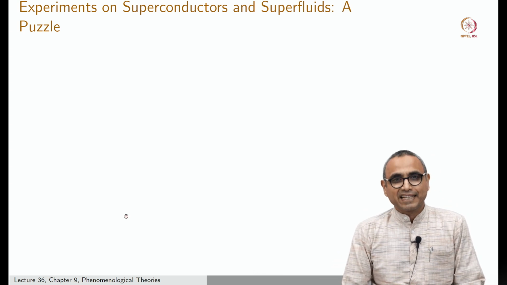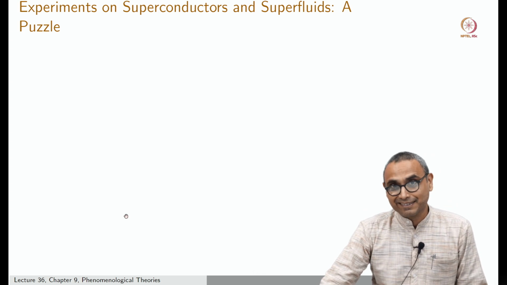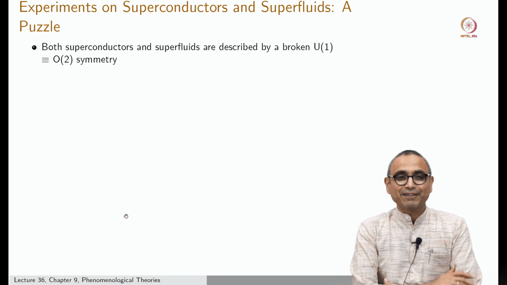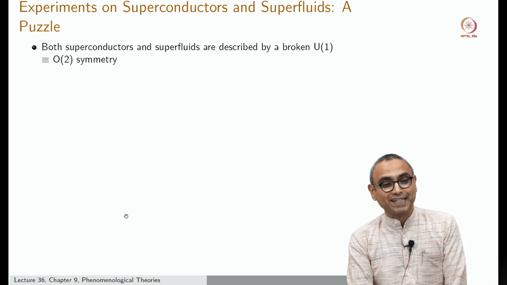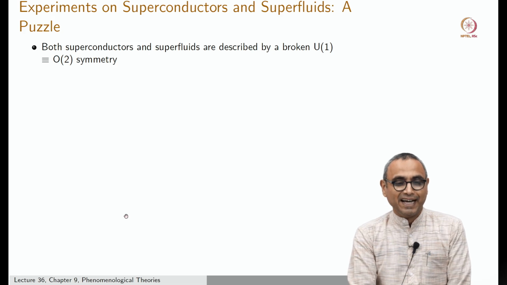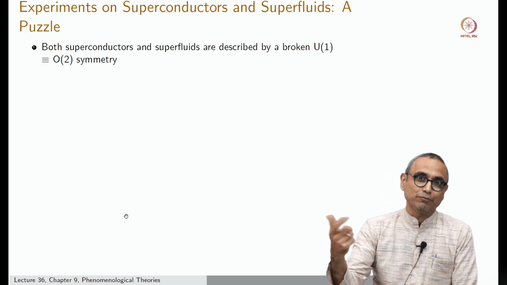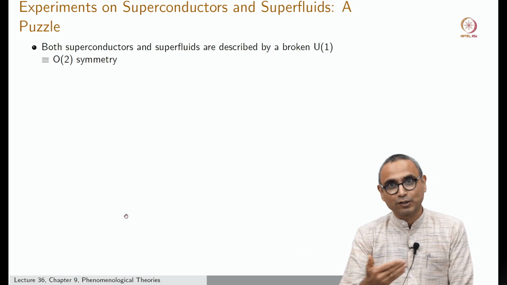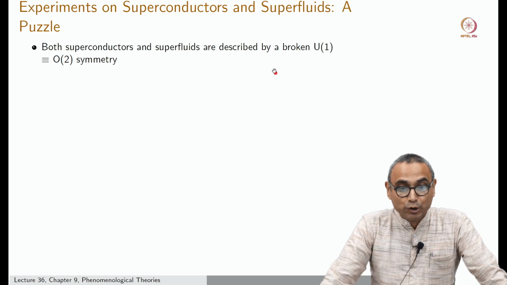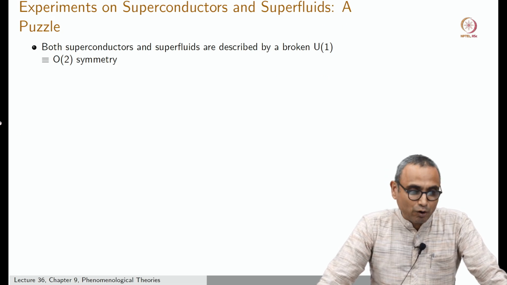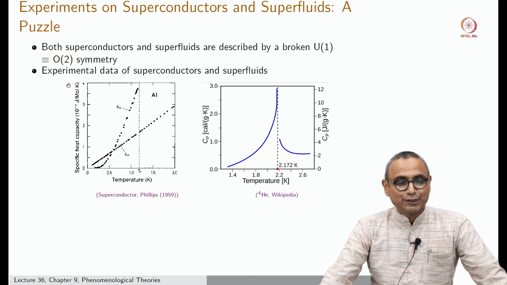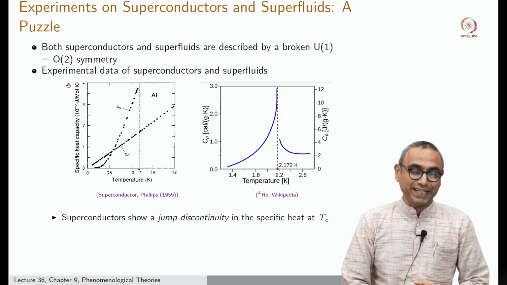Okay, so let us kick off today's lecture with a puzzle. It is always good to have some experimental puzzle. We have seen in previous lectures that both superconductors and superfluids are described by a U(1) symmetry, equivalent in our language to O(2). Superconductors are electrons that become superconducting, and superfluids are bosons like helium-4, which undergo a superfluid transition. So, here is some data for specific heat.